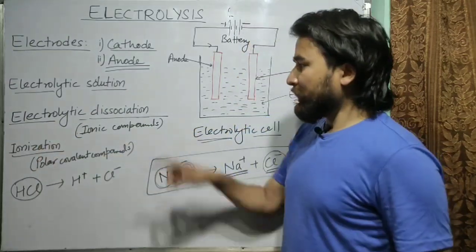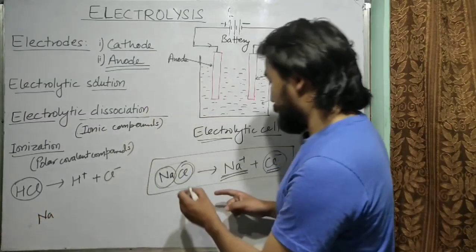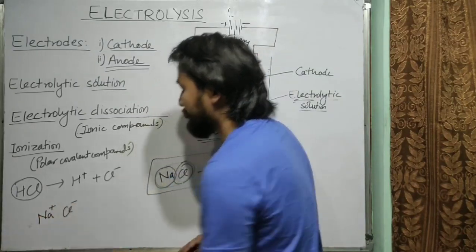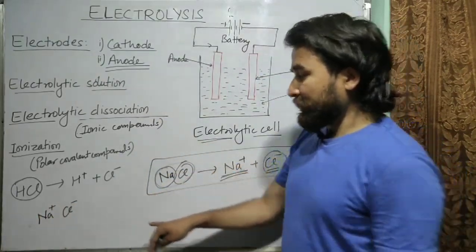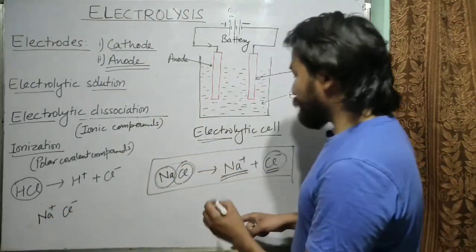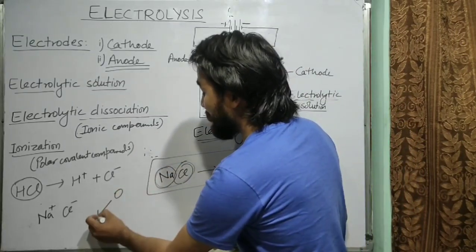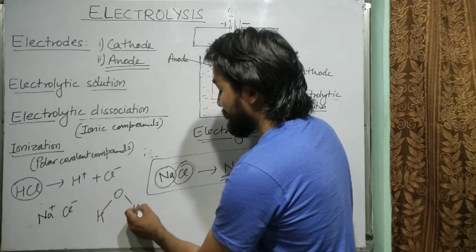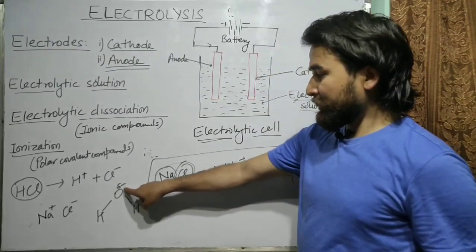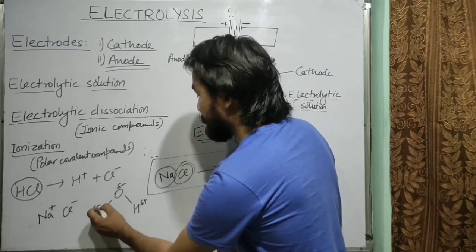You know that any ionic compound consists of positive and negative ions. So let's take an example of sodium chloride. Sodium chloride consists of sodium and chloride ions. When this sodium chloride is dissolved in water, what will happen? You know that water is a polar covalent compound. So water consists of 2 hydrogen atoms and 1 oxygen atom. The oxygen atom is partially negative, while the hydrogen atom has a partially positive charge on it.